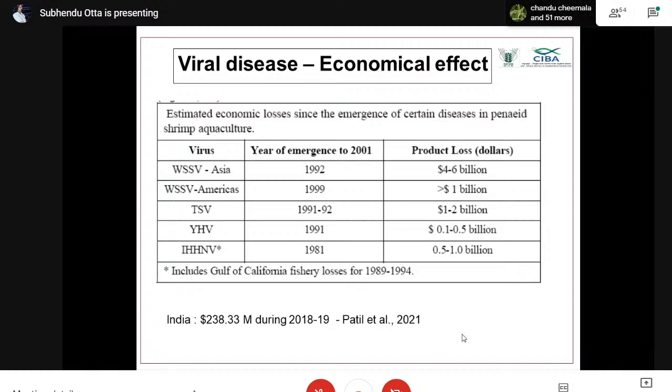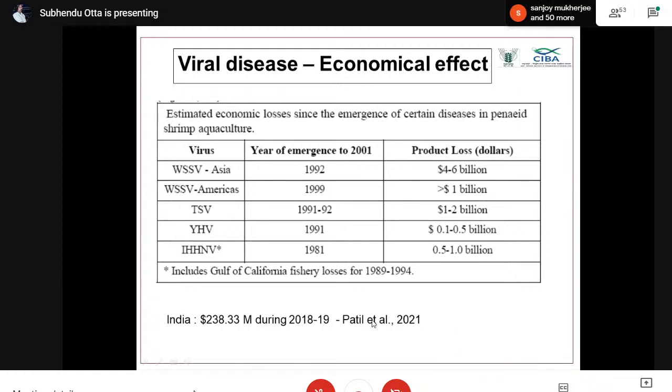IHHNV in the beginning stage was highly virulent, particularly to Penaeus stylirostris, and was able to cause 100% mortality, but subsequently its virulence has come down. It's not that important as a cause of mortality, but it can cause severe deformities, and that's why it is important. In some way, they cause economic losses. You can see billions of dollars are lost because of this.